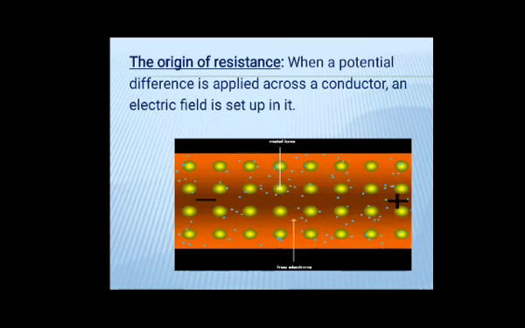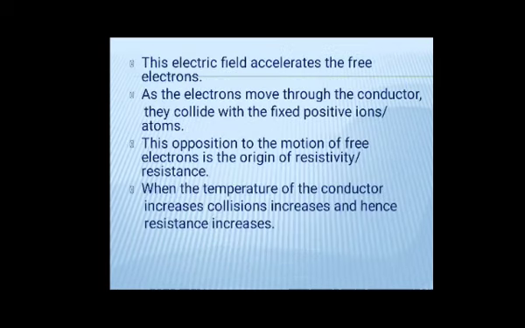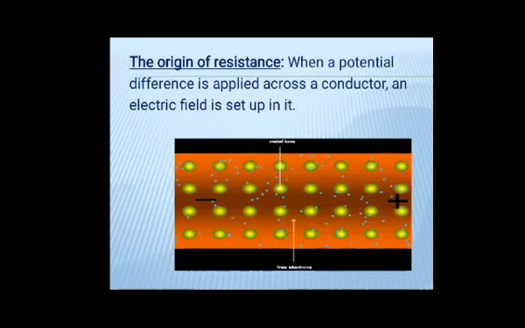Okay, very interesting one, that is the origin of resistance. Say when potential difference is applied across a conductor, then what happens? Electric field is set up inside it. Applying potential difference means what? You have to connect one battery. So when battery is connected, electric field is set up inside the conductor. You are observing positive and negative here. It is nothing but the electric field.